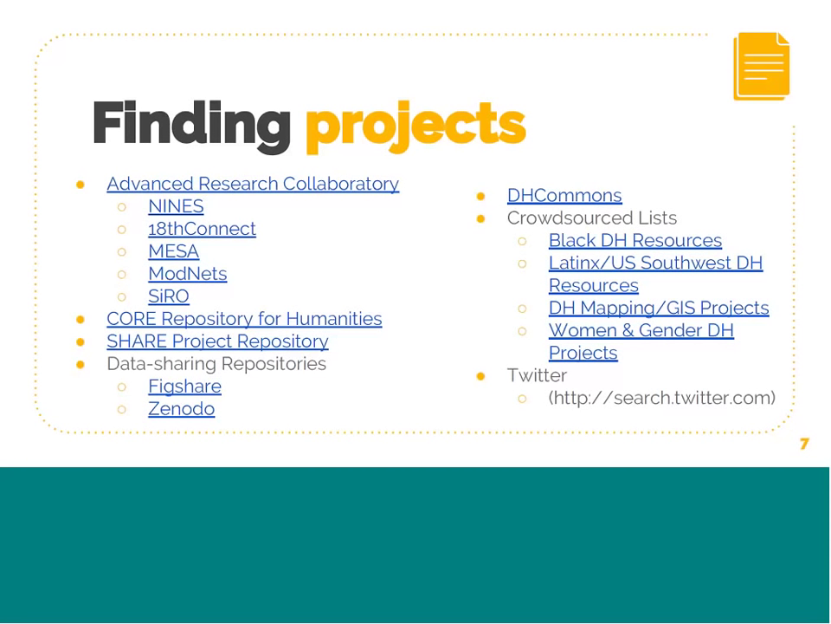The Advanced Research Collaboratory sites that you can see here offer peer reviewing and then listing for projects related to various topics. NINES is for 19th century projects, ModNets is for modernism, CIRO is for studies in radicalism online.